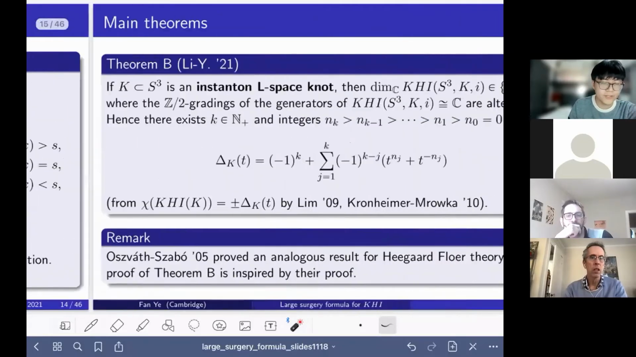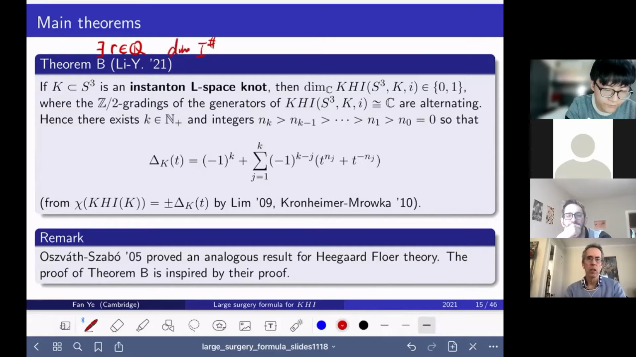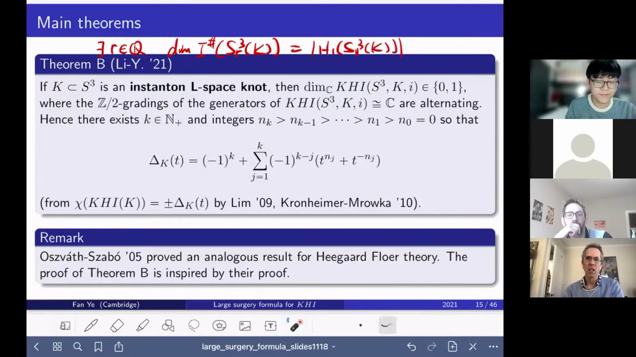Moreover, we can prove the following theorem, which was already shown by Ozsváth and Szabó in Heegaard Floer theory. First, let me introduce the definition of an instanton L-space knot. The definition is that there exists a surgery slope r so that the dimension of the I sharp of the r-surgery equals the order of the first homology. Then this knot is called an instanton L-space knot.